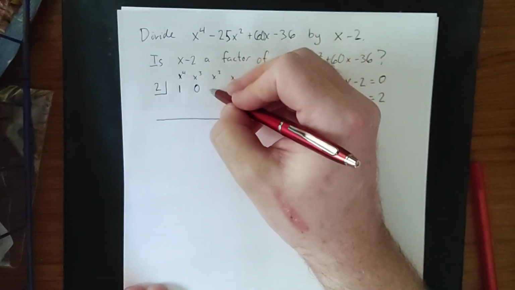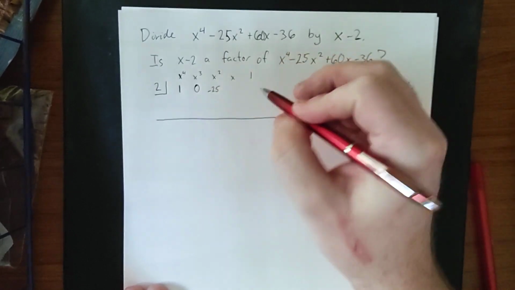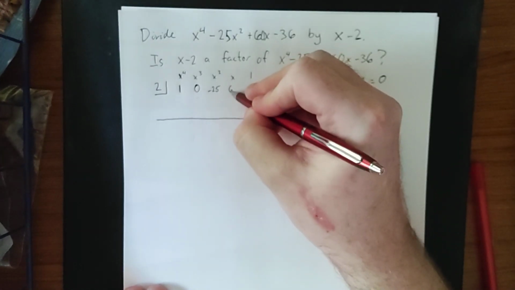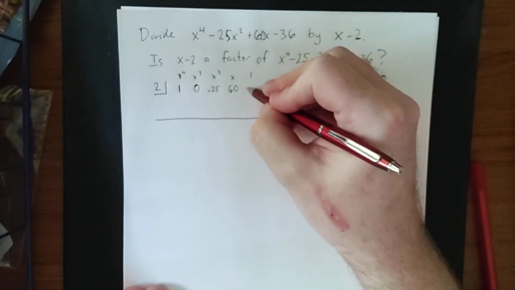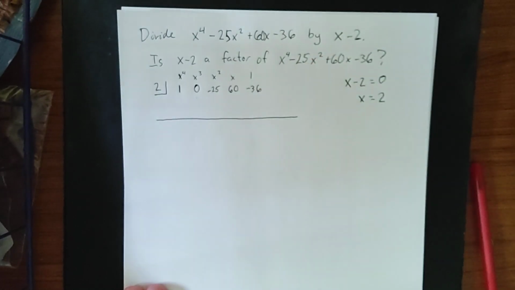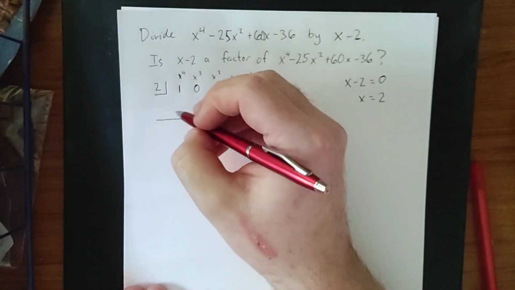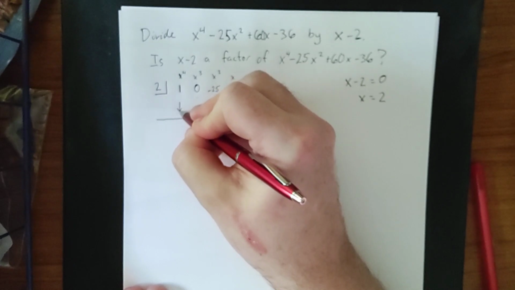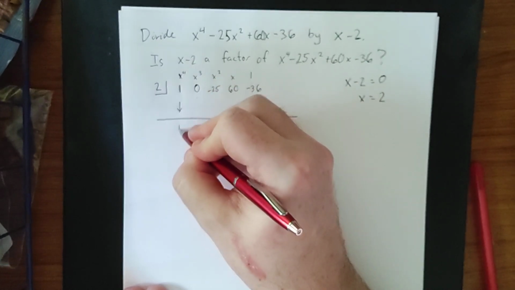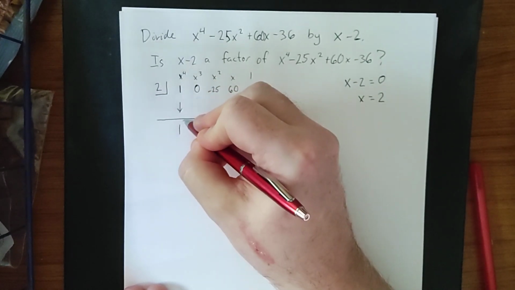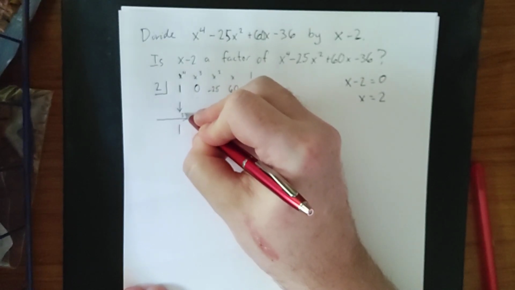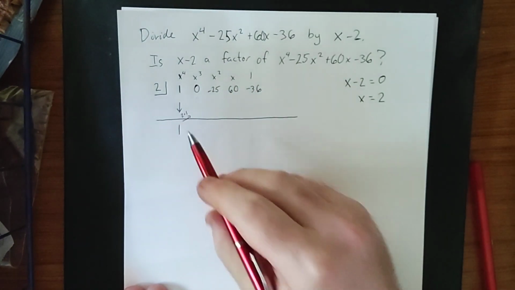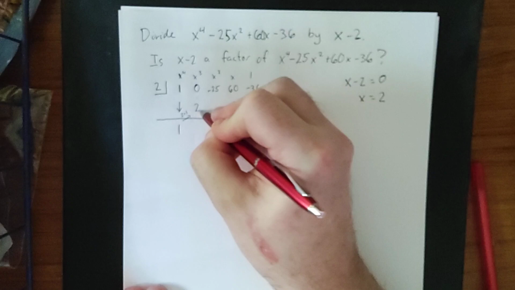Coefficient of x squared is negative 25. Coefficient of x is 60. And our constant term is negative 36. Then we'll repeat the process of synthetic division from our previous example. We pull the 1 below the bar, and then we multiply the root of the divisor times the number that we just copied down. 2 times 1 gives us 2.